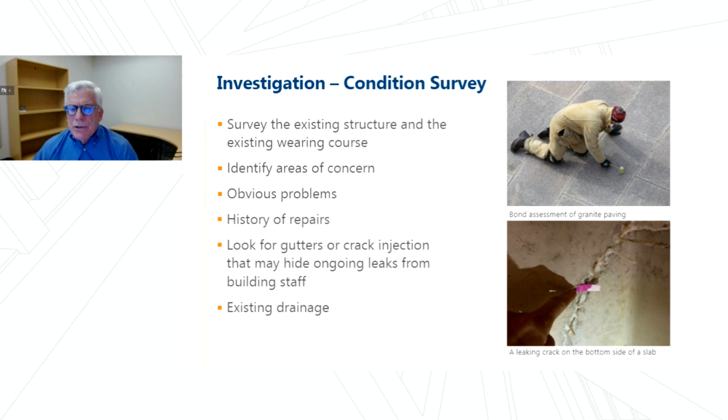Now, the investigation or condition survey usually surveys the existing structure. The top surface is always the most challenging because in many cases you're really not looking at the structural component or the waterproofing. But you do want to determine how the existing paving, whatever that material might be, the wearing course, is doing. Identify areas of concern. Look for obvious problems, which could be leakage and other water-related issues.